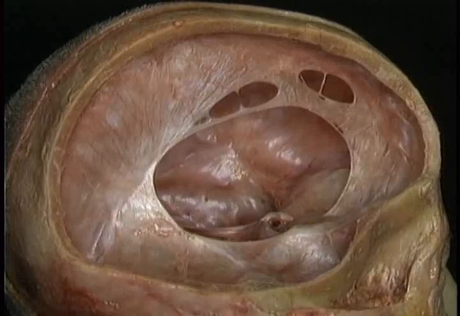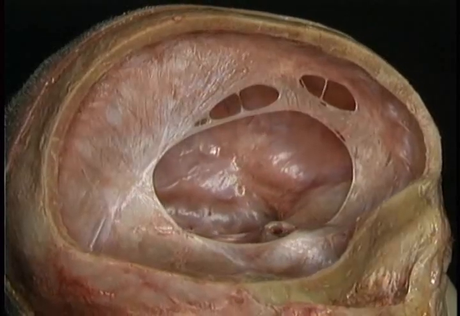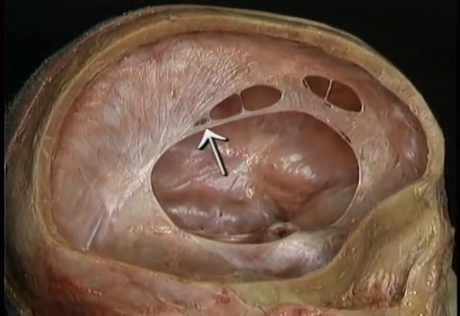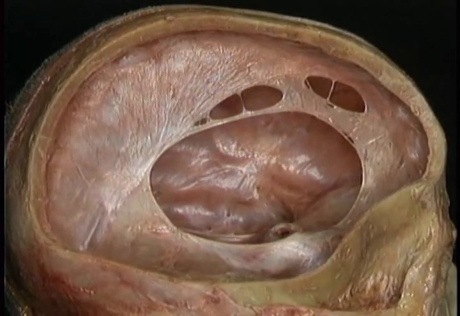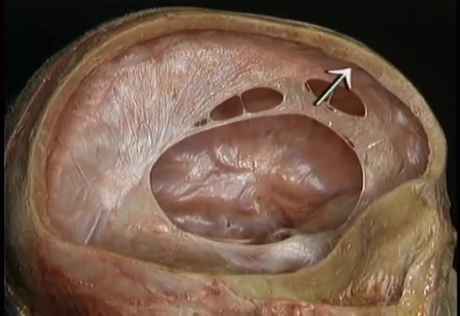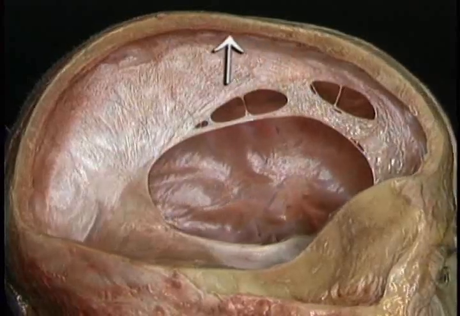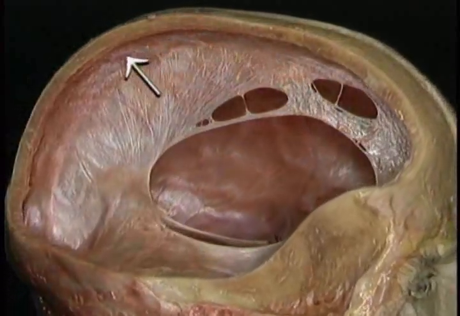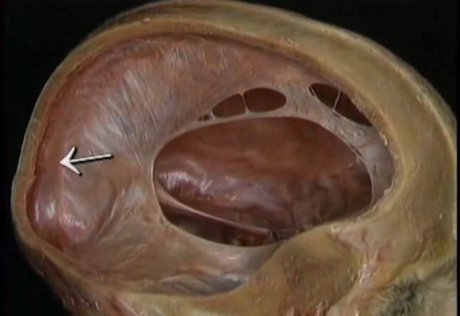The two sagittal sinuses run the length of the falx. The smaller inferior sagittal sinus runs within its free border. The larger superior sagittal sinus runs within its attached border. Blood in both the sagittal sinuses flows from front to back.